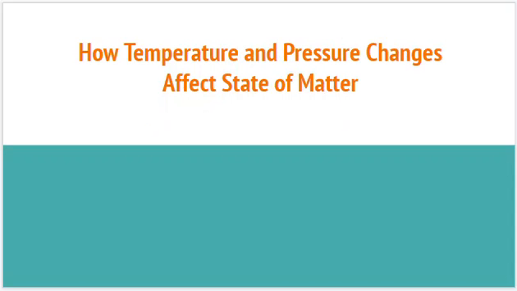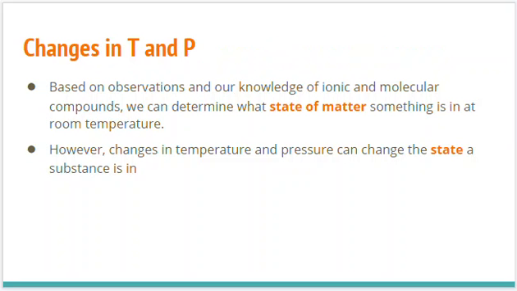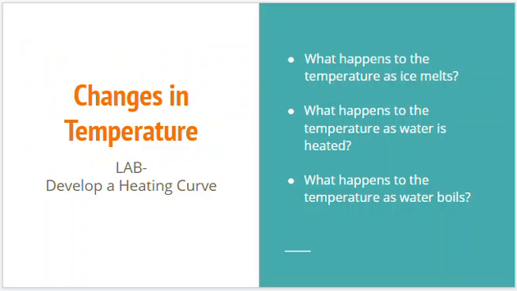So how do temperature and pressure changes affect states of matter? We can change that temperature and pressure using our knowledge of ionic and molecular compounds to change the state of matter a substance is in. So what happens to temperature when ice melts? What happens to temperature as water is heated and then as water boils?